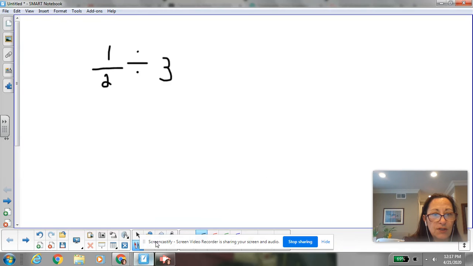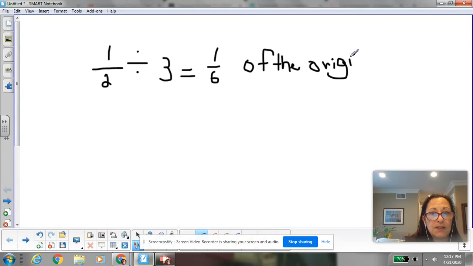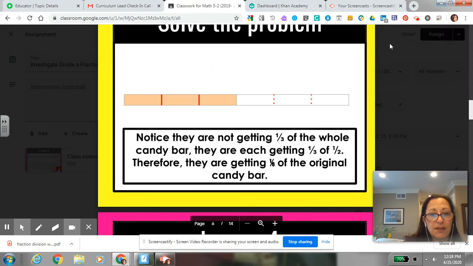Let's look at that in an equation. So they are getting 1/6 of the candy bar, of the original candy bar. Each person is getting 1/6 of the original. You have to remember that. It's not there anymore, but they really didn't get a whole third. They got a third of a half. And that's what that equation is telling you.